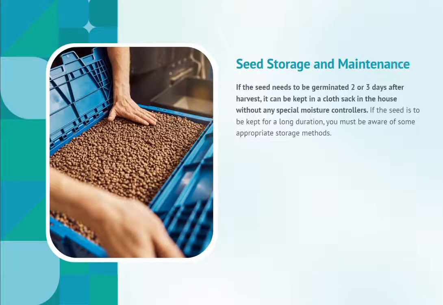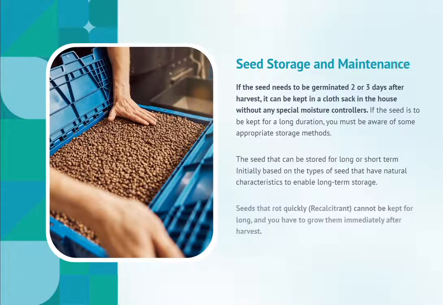Seed storage and maintenance. If the seed needs to be germinated 2 or 3 days after harvest, it can be kept in a cloth sack in the house without any special moisture controllers. If the seed is to be kept for a long duration, you must be aware of some appropriate storage methods.